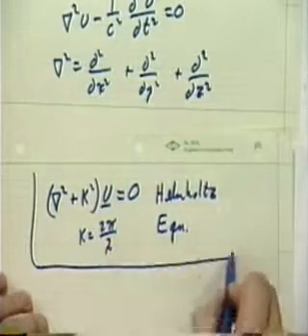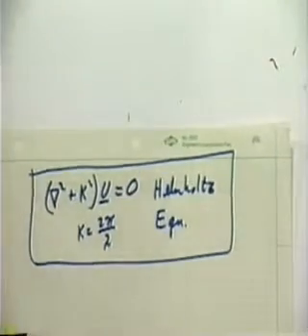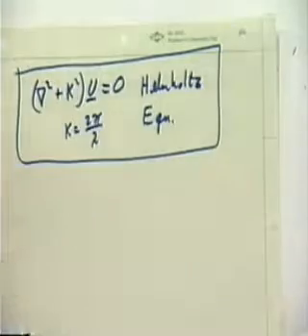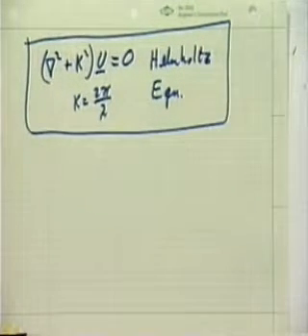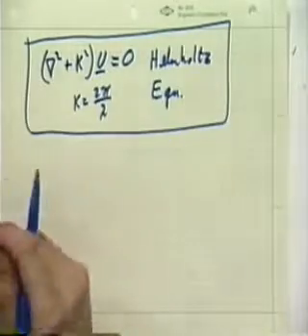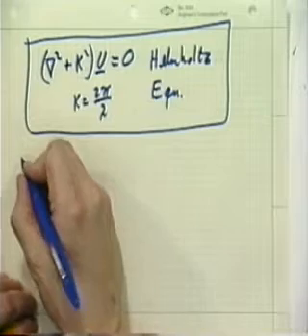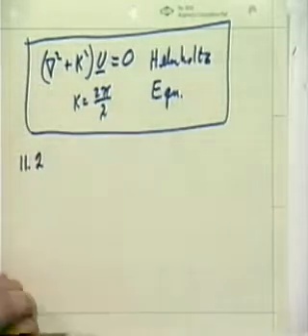I'll draw a box around it, okay? Okay, well, so what? Well, let's keep playing. We have to go here for a while before we see the light at the end of the tunnel here, I guess. So let's go on to section 11.2.